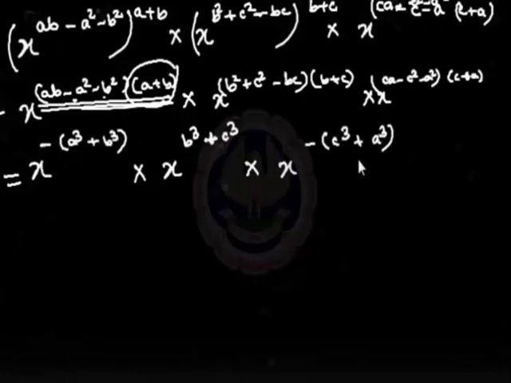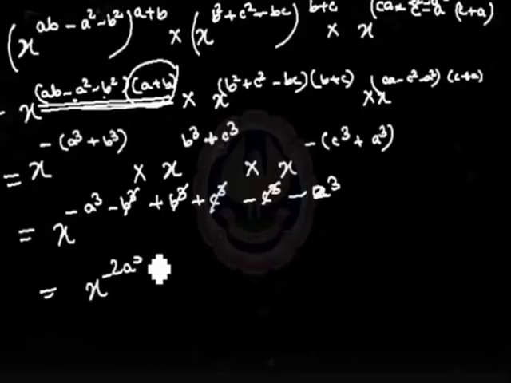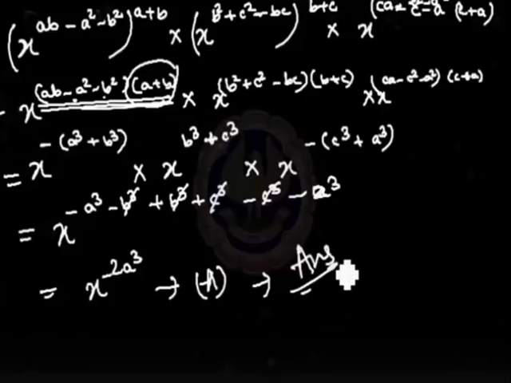Now, we know that x to the power a into x to the power b into x to the power c is equal to x to the power a plus b plus c. So we'll apply that, and this can be written as x to the power minus a cube minus b cube plus b cube plus c cube minus c cube minus a cube. Plus b cube minus b cube gets cancelled. Plus c cube minus c cube gets cancelled. We are left with minus 2a cube. Do we have that as an option? Yes, that is option A, which is the answer.